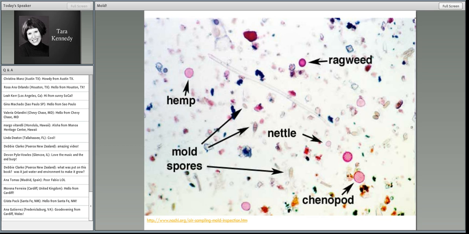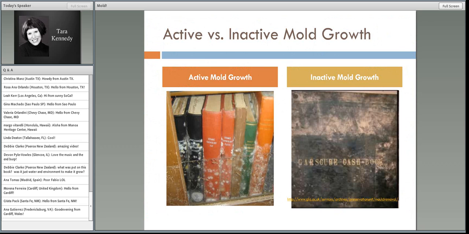I want to talk a little bit about active versus inactive mold growth. Some characteristics I would use to describe an active mold growth situation would be squishy, spongy, or fluffy. Inactive mold characteristics would be dry, powdery, and dusty. And I want to emphasize that it is important to get rid of both kinds of mold growth, as both are a risk to your collections, to your health, and to the health of your staff and your patrons.